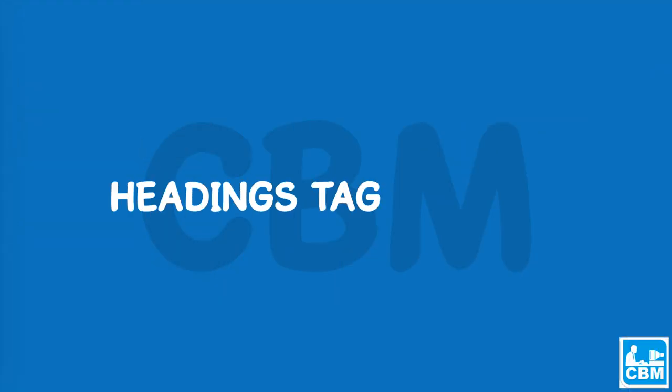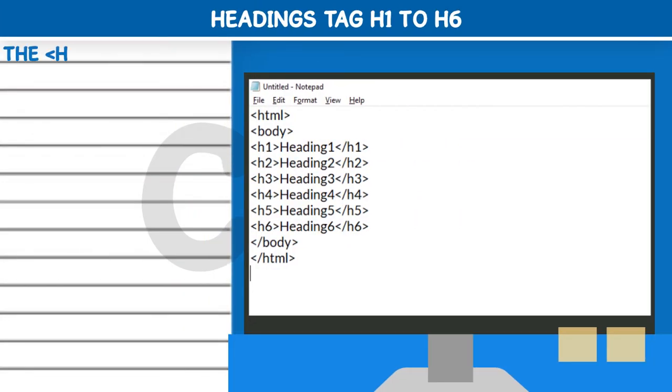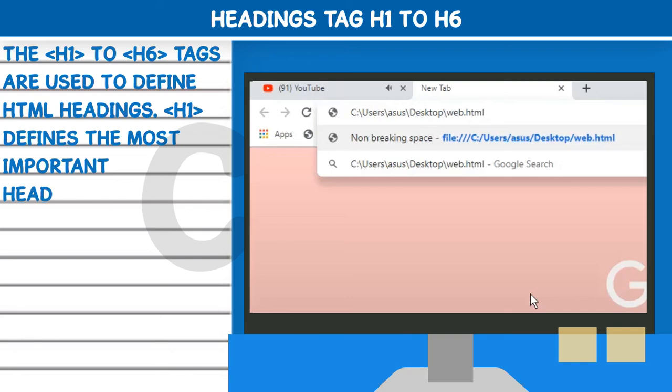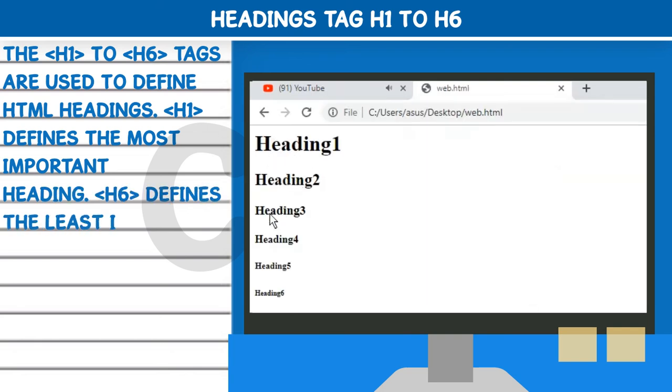Headings tag H1 to H6. The H1 to H6 tags are used to define HTML headings. H1 defines the most important heading. H6 defines the least important heading.